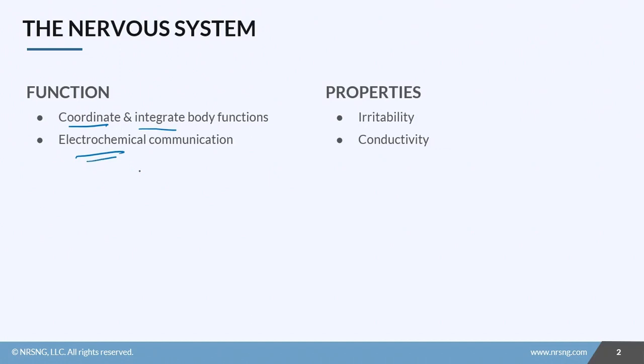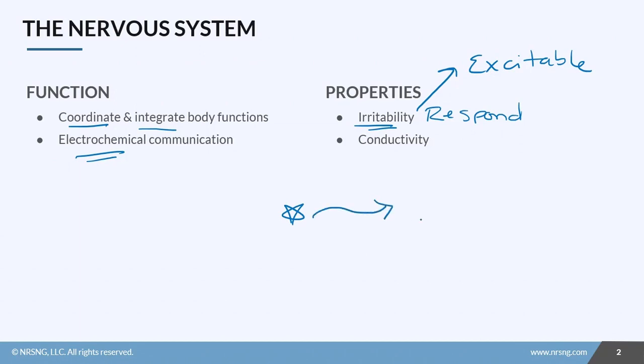the body. Now, there's two main properties that you need to know about the nervous system, and one is irritability. That means it has the ability to respond to some sort of stimulus. Another word for this is excitable or excitability. So basically what that means is we get a stimulus and it starts a signal. And those signals are called action potentials or AP.